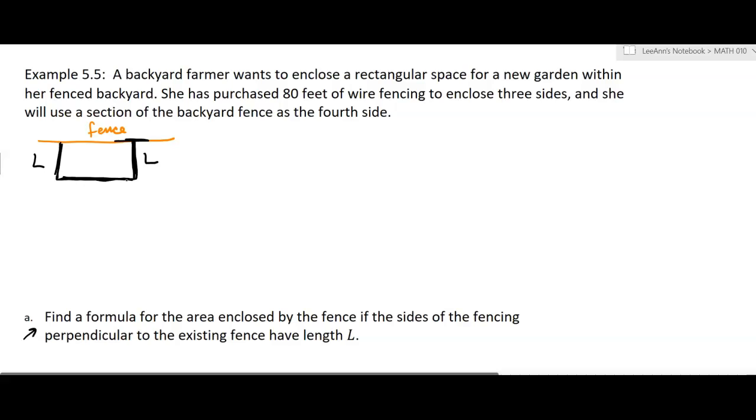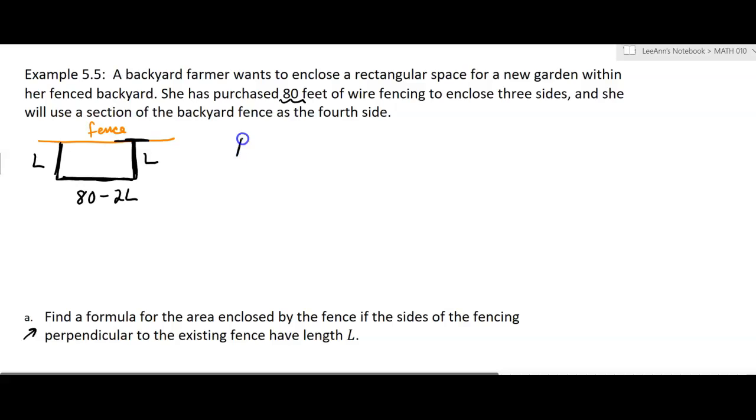But she only has 80 feet, right? So what's left of the fencing? 80 minus 2L, right? If you think about that, you've got 3 sides, 2 of them are L, you only have a total of 80 feet. So that's going to be what I would call the width of the rectangle.